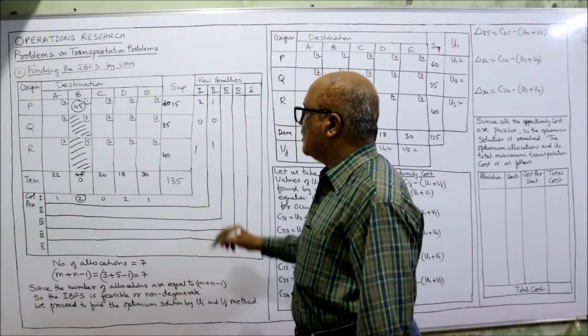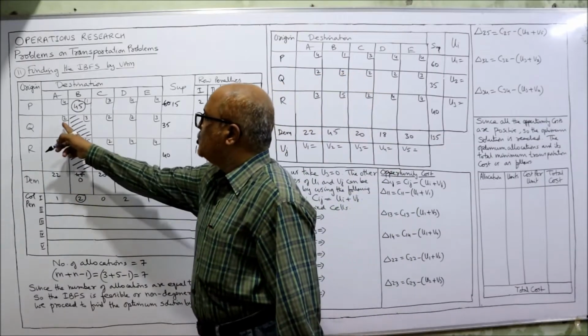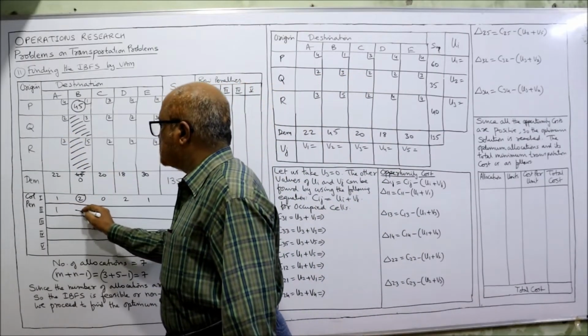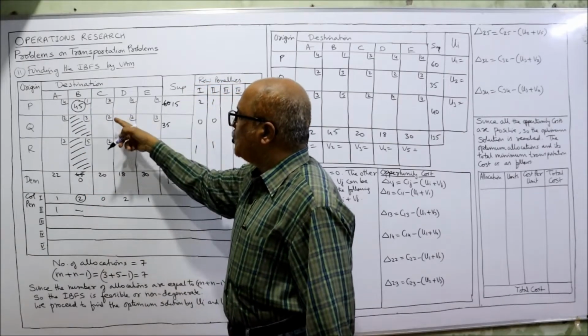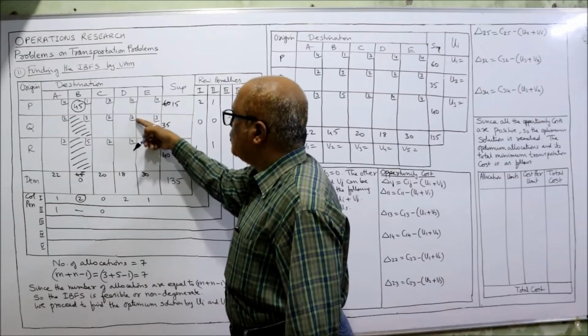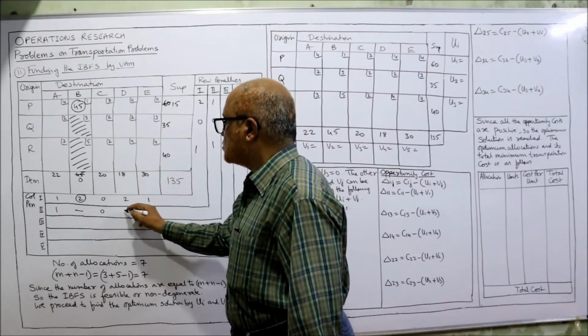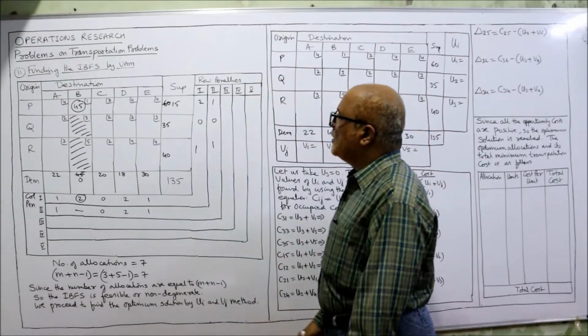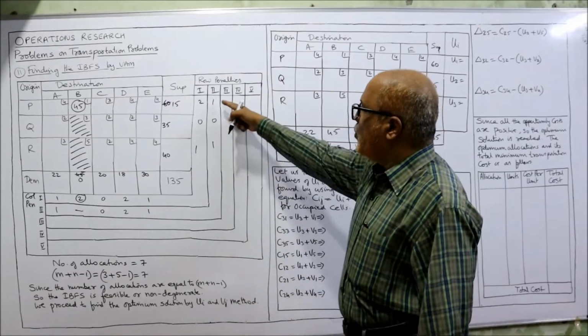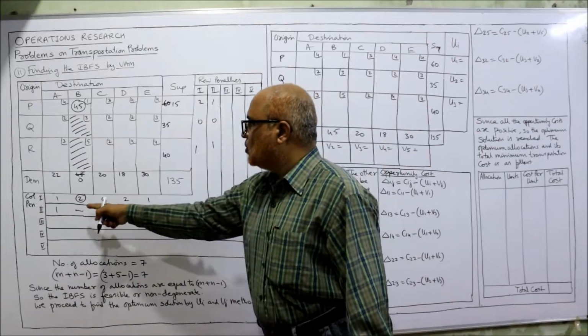3 minus 2, 1. Column wise, 2 to 3, 1. This is dash. Completely column is blocked. So dash. Here 2 minus 2, 0. Here 2 minus 4. 4 minus 2 is 2. Here 4 minus 3 is 1. So in the second penalty you can see 1, 0, 1, 1, 2, 0, dash 1.